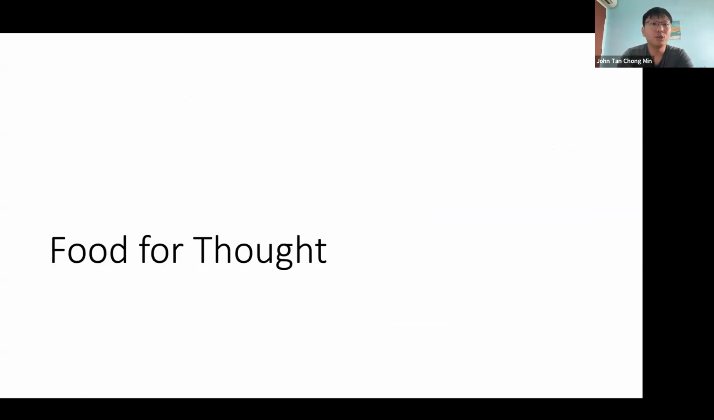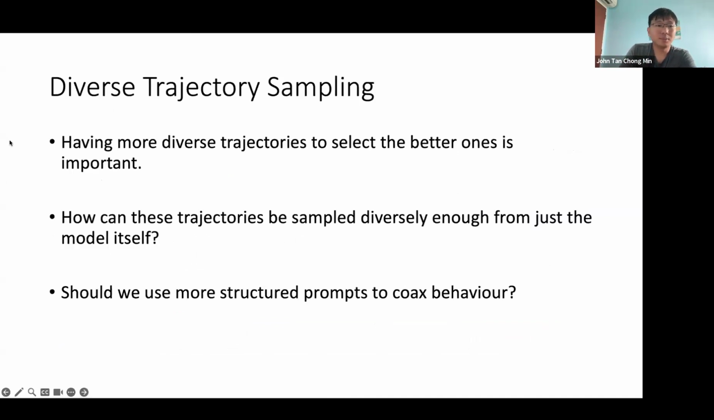And now I move on to the food for thought section, which includes some of my insights and also some of the insights that the paper has shared. Let's take a look. So this is my insight. Basically, I feel like in order for this reinforcement process to work, we need to sample diversely. We need to have enough trajectories such that the good ones come out. And how can we sample this from the model itself? I think it's very difficult. That's why there's cold start data.